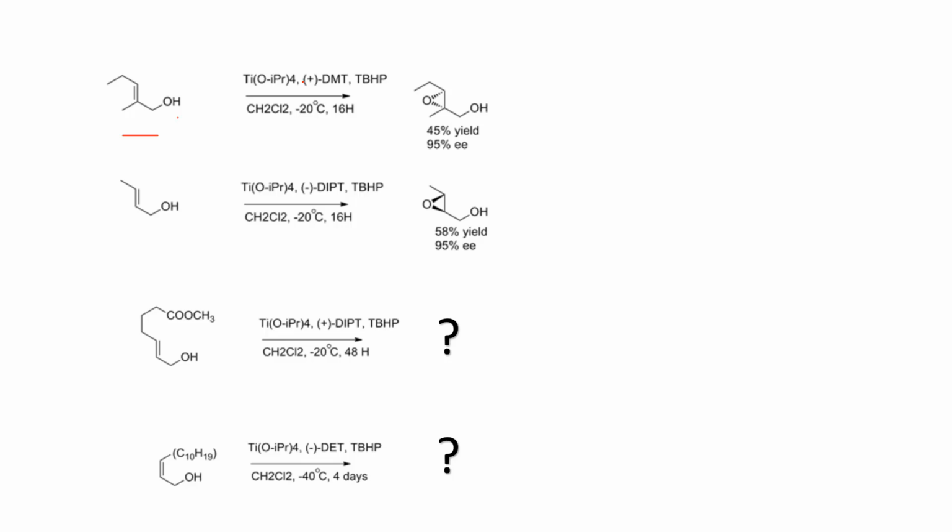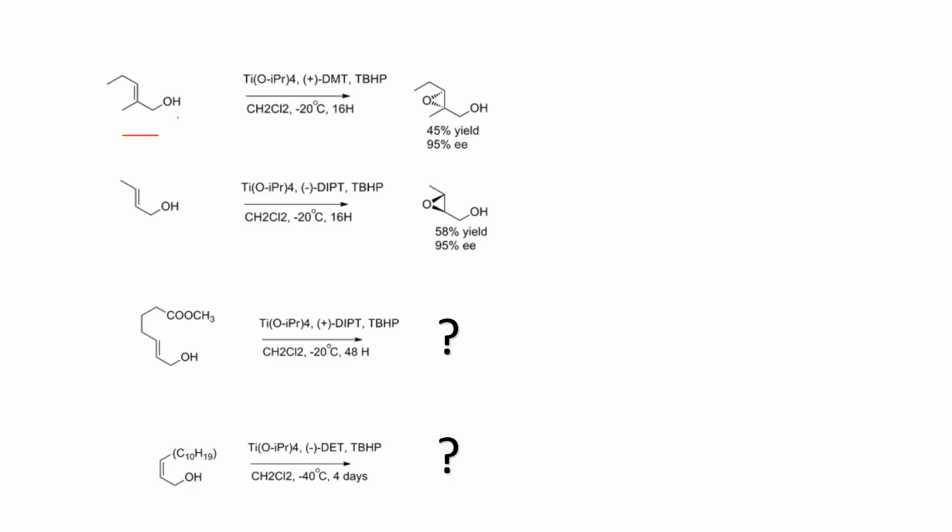Where they have added this titanium isopropoxide plus DMT. DMT is dimethyl tartarate. You have to use tartarate, any tartarate. It can be diethyl tartarate, it can be dimethyl tartarate, it can be diisopropyl tartarate. You have to use any tartarate.